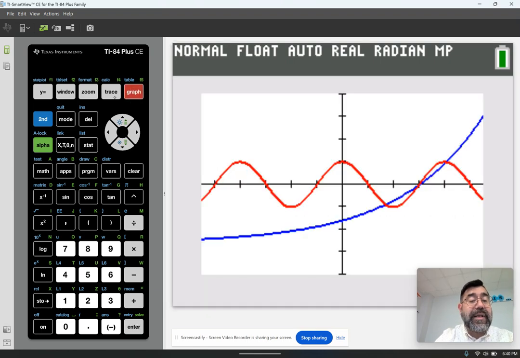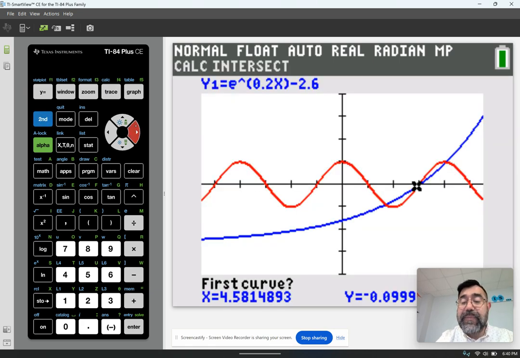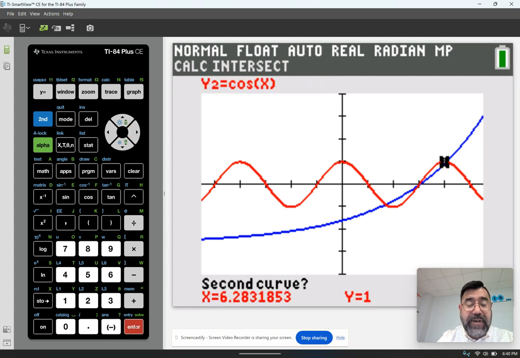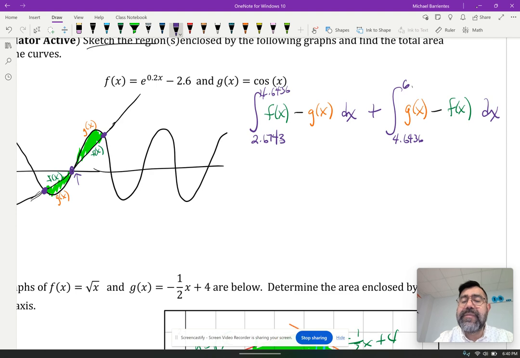So I'm going to press second trace. I'm going to put intersect. I'm going to move my cursor closer to the point of intersection I want, which is over here. And it's asking me, is this the first curve? Yes. Second curve? Yes. Want to take a guess? I don't. Just press the enter. And there it is. There's your last intersection point. You could write 6.3959.